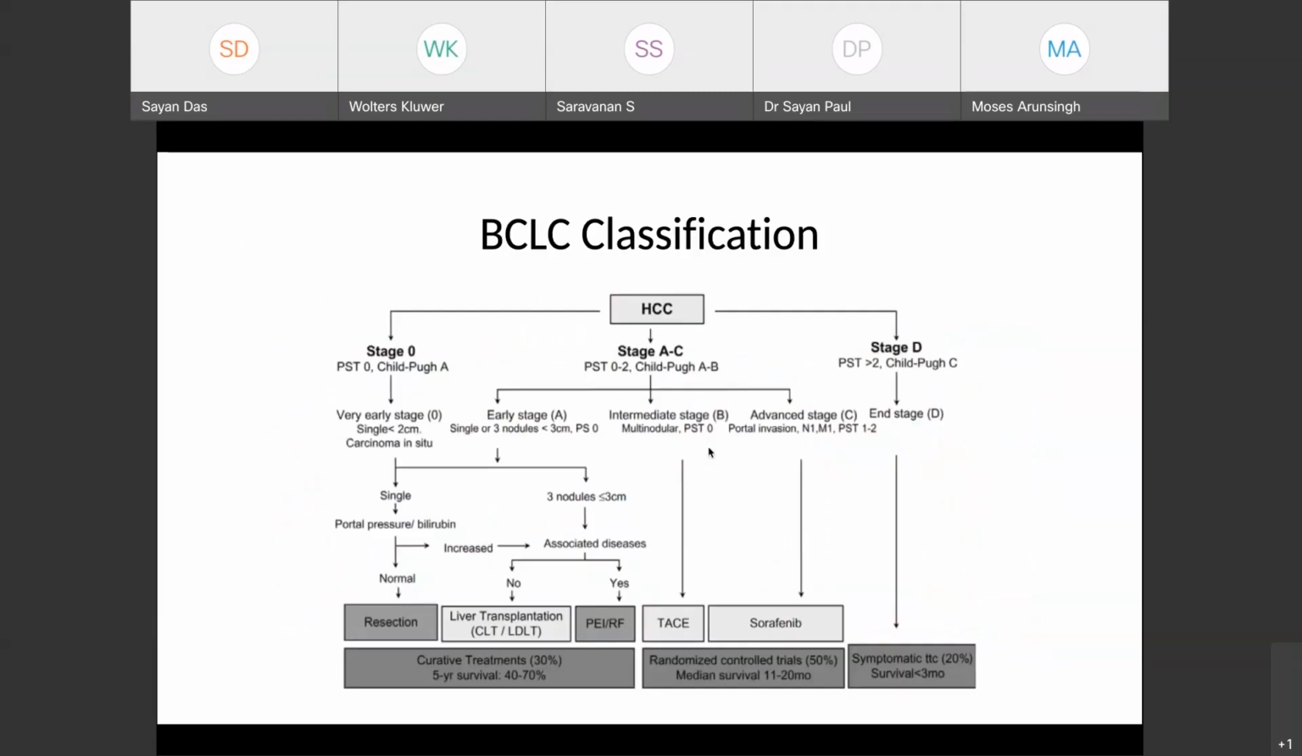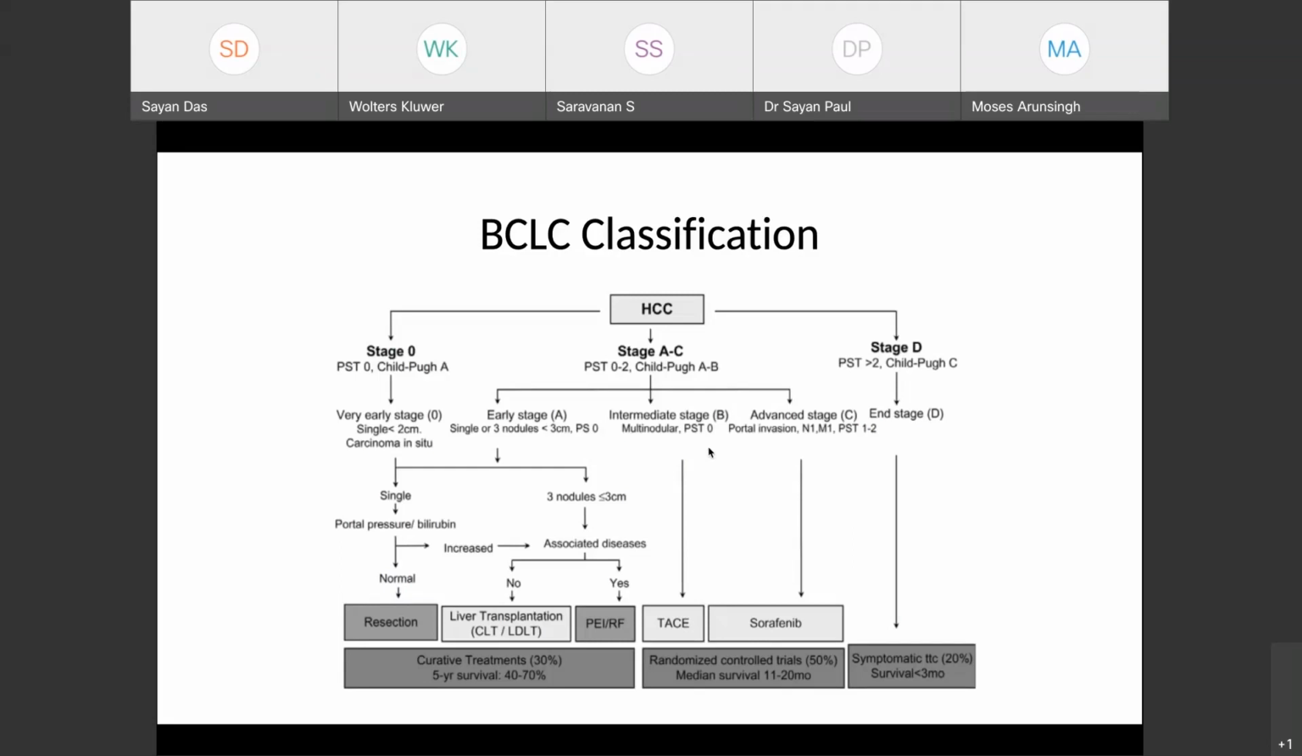Let's focus on this slide. Everyone who reads about HCC comes across this diagram, which is the Barcelona Clinic Liver Cancer classification. This is one of the most commonly used working classifications while managing HCC. So we have a very early stage, then you have stage A to C, which are the early, intermediate, and advanced, and then we have end stage or stage D. Now, if you look at this diagram, there is no mention of SBRT anywhere. I'll again come to this picture at the end of my talk.